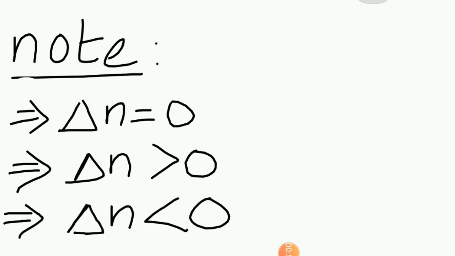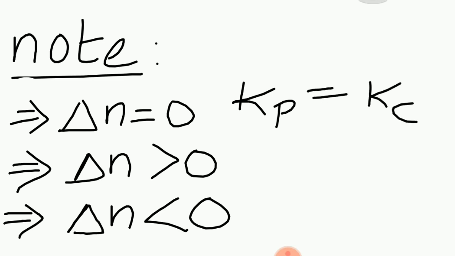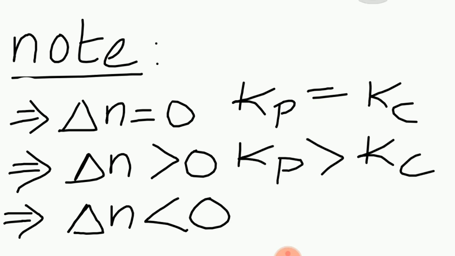Okay, the point to note here is, let's consider 3 points. When delta n is equal to 0, what happens to Kp and Kc? When delta n equals 0, Kp will be equal to Kc. And when delta n is greater than 0, Kp will be greater than Kc. And when delta n is less than 0, Kp will be less than Kc.